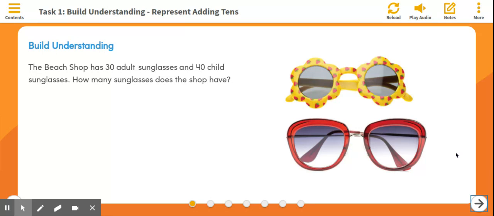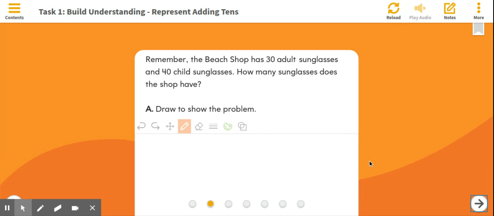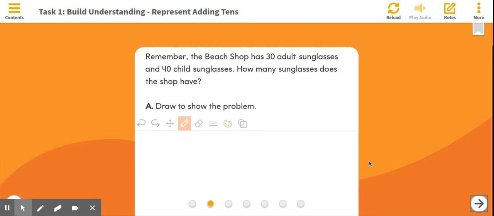So can you picture at a beach shop, can you picture one of those big displays that they have for sunglasses where you can try them all on? And can you picture that on one rack there are 30 adult sunglasses and on the other rack there are 40 children's sunglasses? So get that picture in your mind. We're going to figure out how many sunglasses that would be.